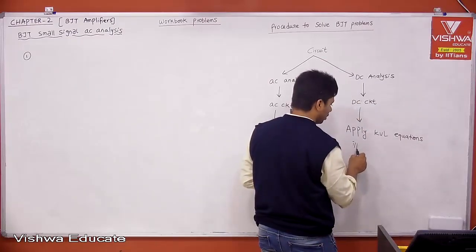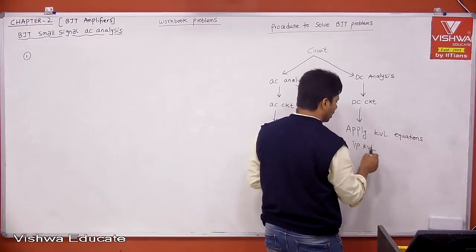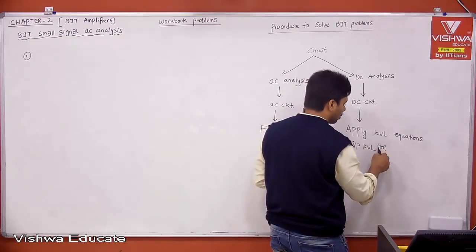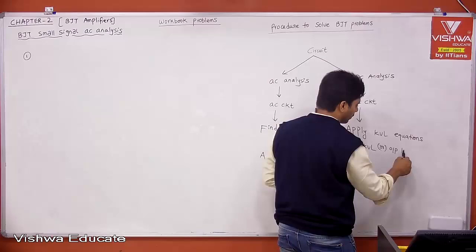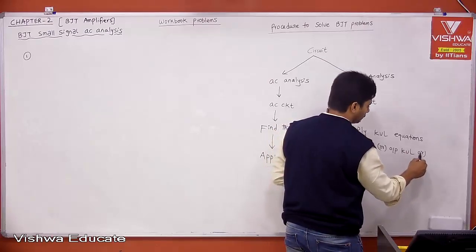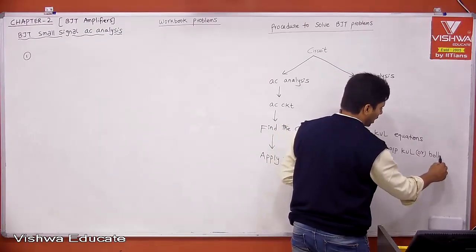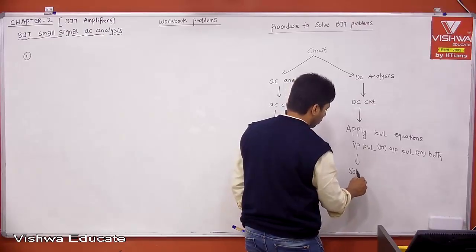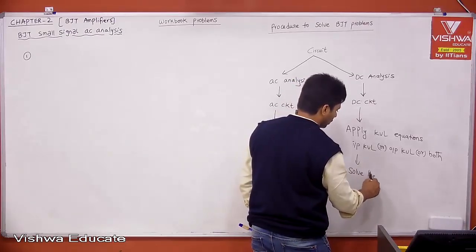Either input KVL, sometimes by applying only input KVL we can get the answer, or by applying only output KVL you will get the answer. Sometimes we need both. We need to apply both input KVL as well as output KVL and solve the equations.